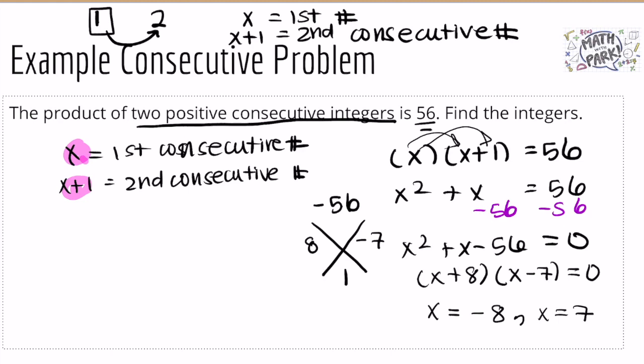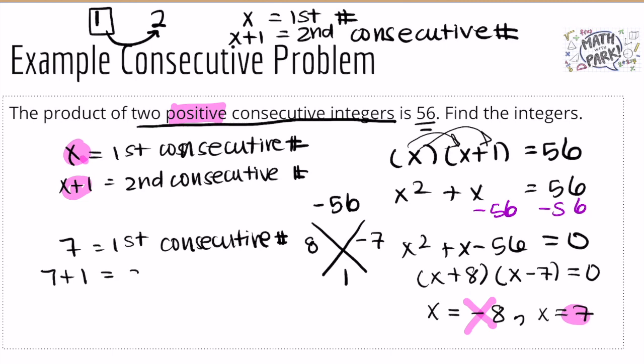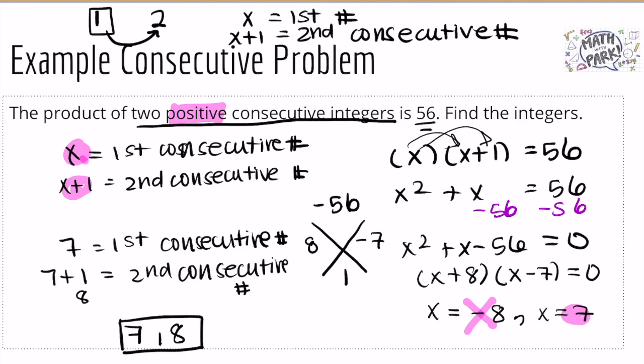Since the values are negative 8 and 7, if we reread the word problem, you want the positive values, which is not negative 8, because negative 8 is not positive, so we're going to use 7. And 7 is x, so 7 represents the first consecutive number. And since 7 plus 1 is the second consecutive number, we know the second number is 8. So the two numbers are 7 and 8. And this is how we get the two numbers, besides guessing and checking.